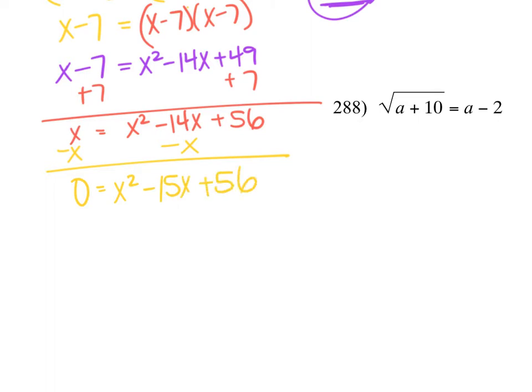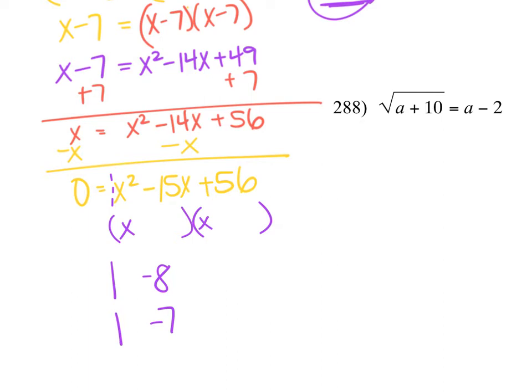So now we go back to factoring. So I need to factor this out. Two numbers that multiply to this invisible 1. So that's 1 and 1. Two numbers that multiply to 56. Let's try 8 and 7. They both need to be negative because I want to get a negative 15.